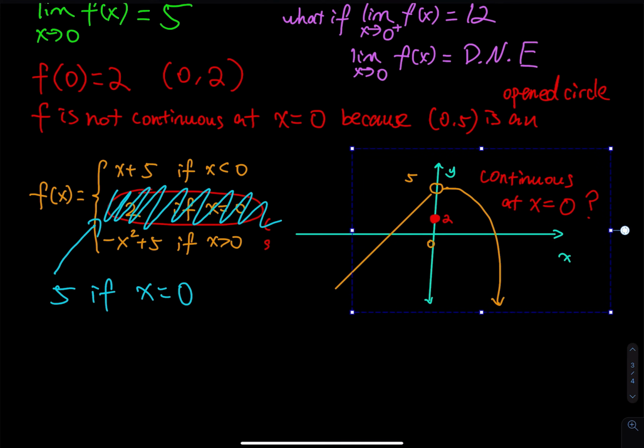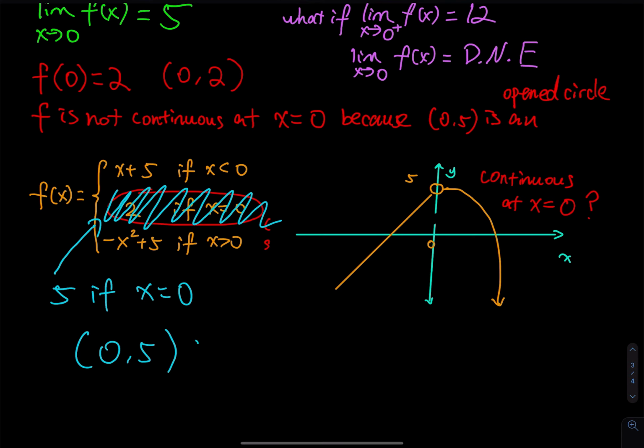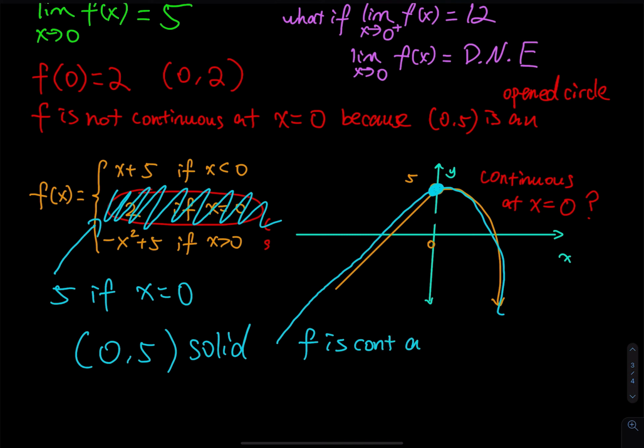How do we change the graph? To change the graph, first of all, I need to erase the red dot, right? I need to erase the red dot because when x is equal to 0, y is equal to 5. This is a solid dot. What happens when this dot is solid? Then you can sketch the entire piece without picking up your pencil. Then at this time, f is continuous at x equals 0.